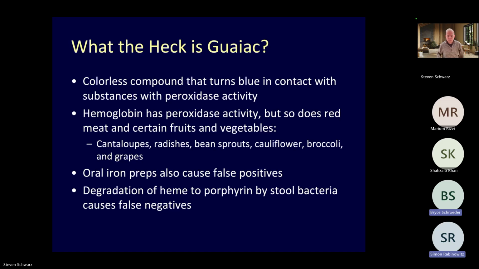Does myoglobin have peroxidase activity too? I forget if myoglobin was one of the things that... Yes, it does. Okay, thanks.